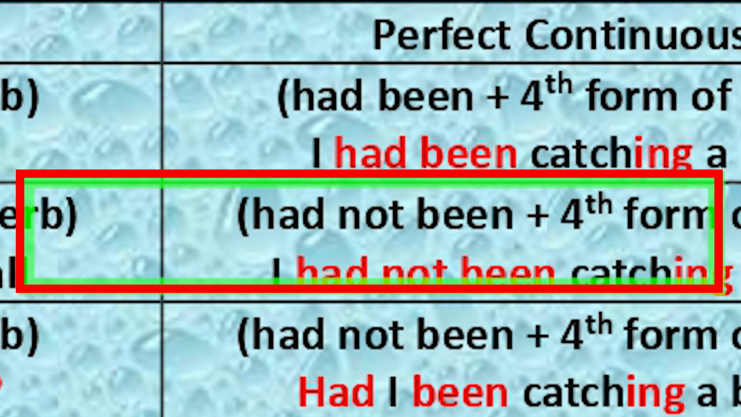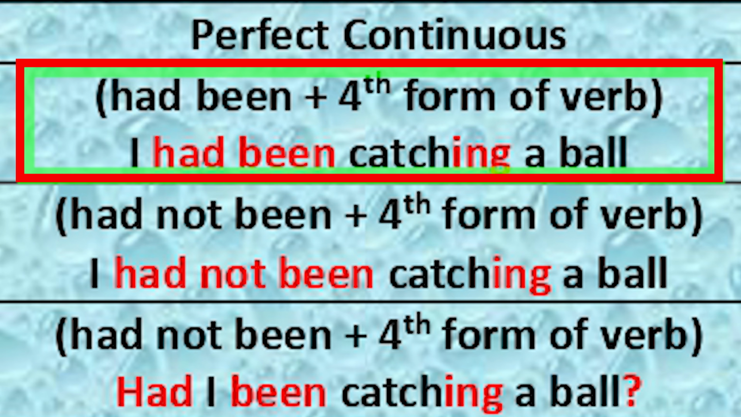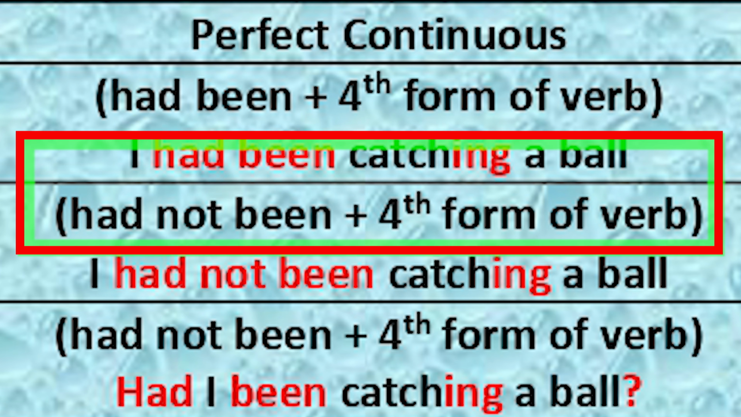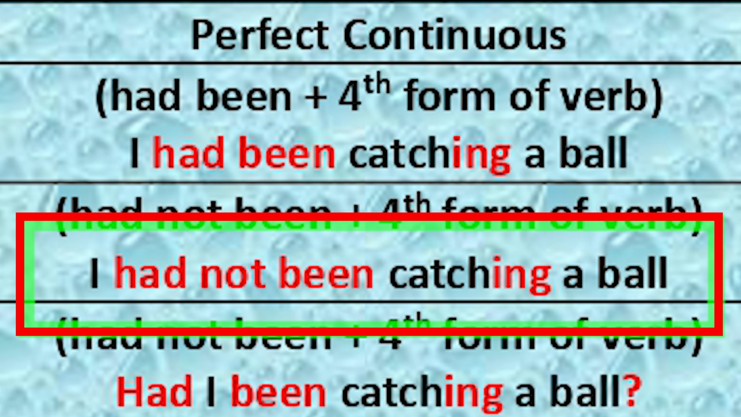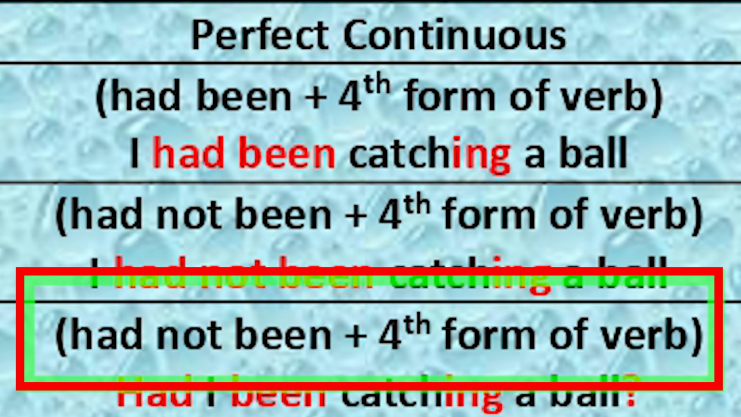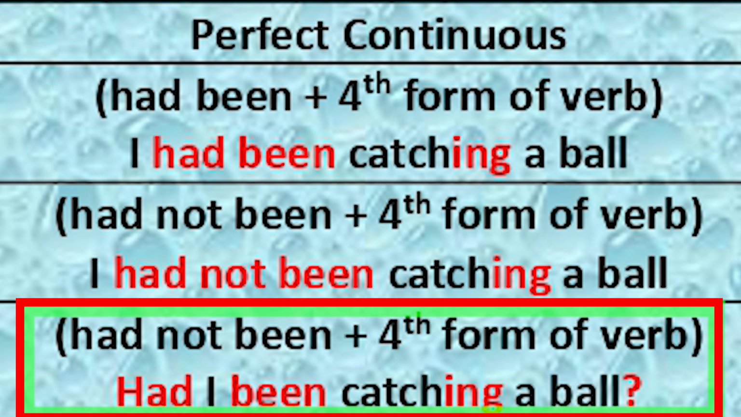And now we are going to discuss past perfect continuous tense. Here we are using had been and we are using fourth form of verb here. I had been catching a ball. And in negative sentence, we will say, I had not been catching a ball. And if we will talk about interrogative sentence, we will say, had I been catching a ball?